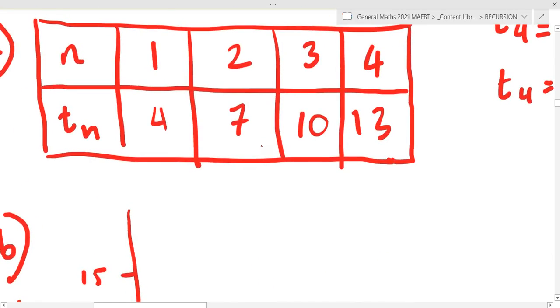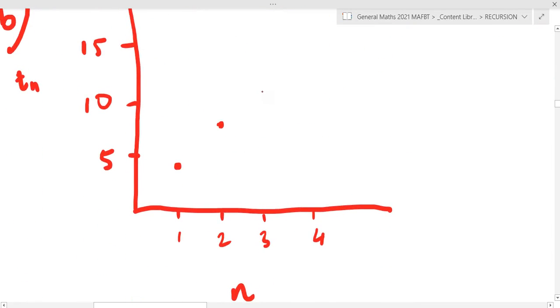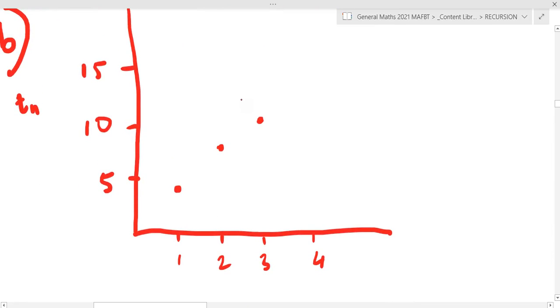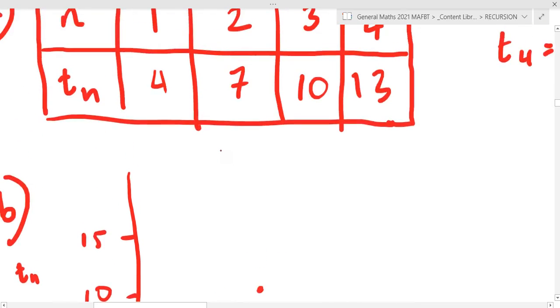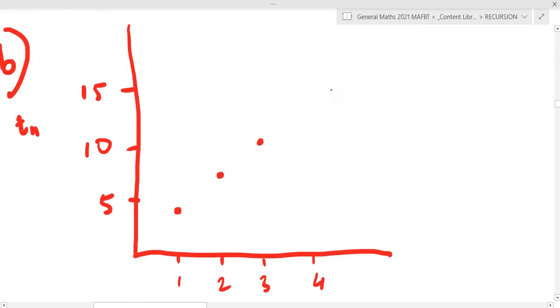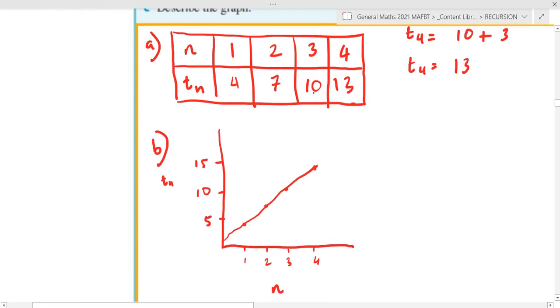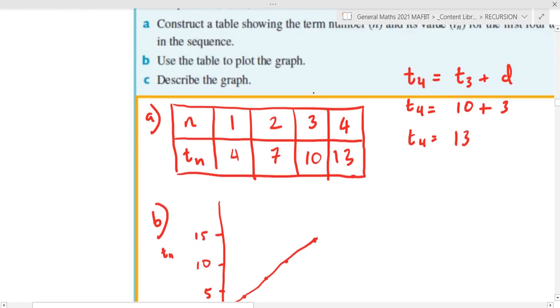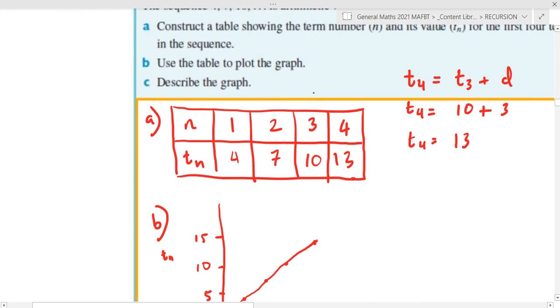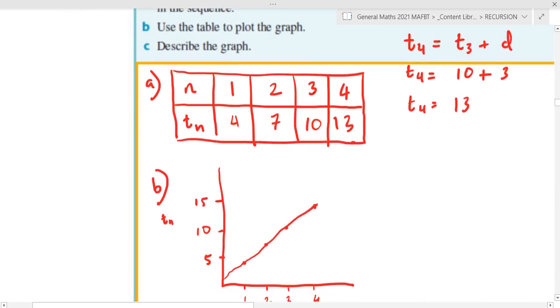So term number 3 is 10, so it should be about here. I should put this a bit lower. Sorry, guys. There you go. And then term number 4 is 13, so that's about here. When you graph this, it should be a perfect straight line. Draw the line. Always good to draw the line because it'll ask you to.